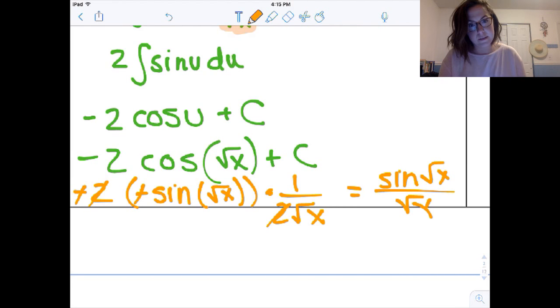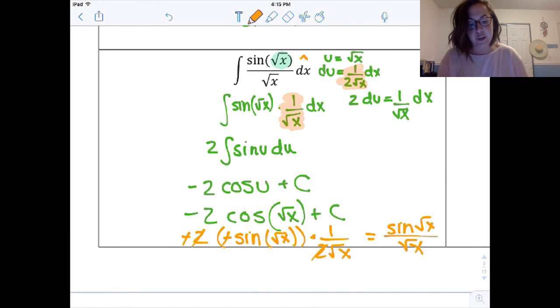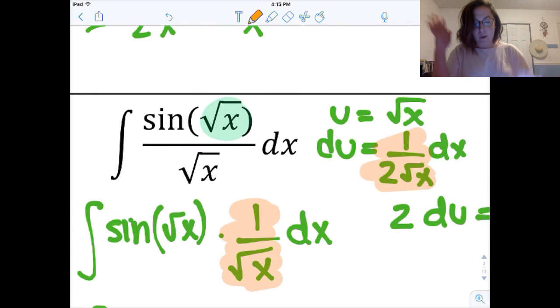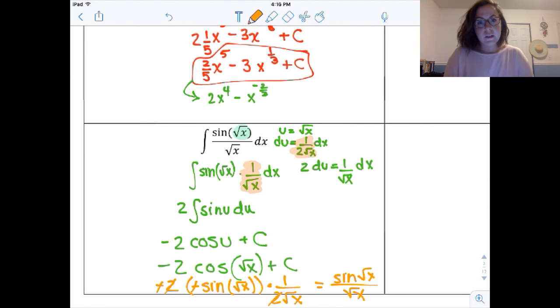So you see you get the same thing out. The one thing I would caution you here is don't get cancel happy. Don't look at this and go, oh my gosh, there's square root x's, cancel, cancel. No, it's sine of square root x. You can't cancel out within the argument. So please make sure that you aren't doing that. Okay. All right, so let's look at another one.